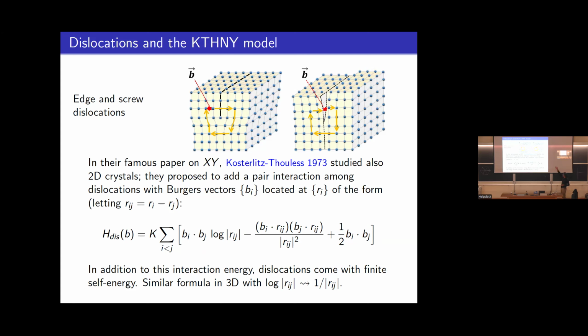It's a bit like inserting an extra half sheet of lattice at a certain point. You should think of this as a half plane inserted at a certain point. And here instead is another kind of dislocation called a screw dislocation. Here you produce a sort of fracture in which, at a certain point, you slide one plane with respect to the next one. So these are two different kinds of dislocation.